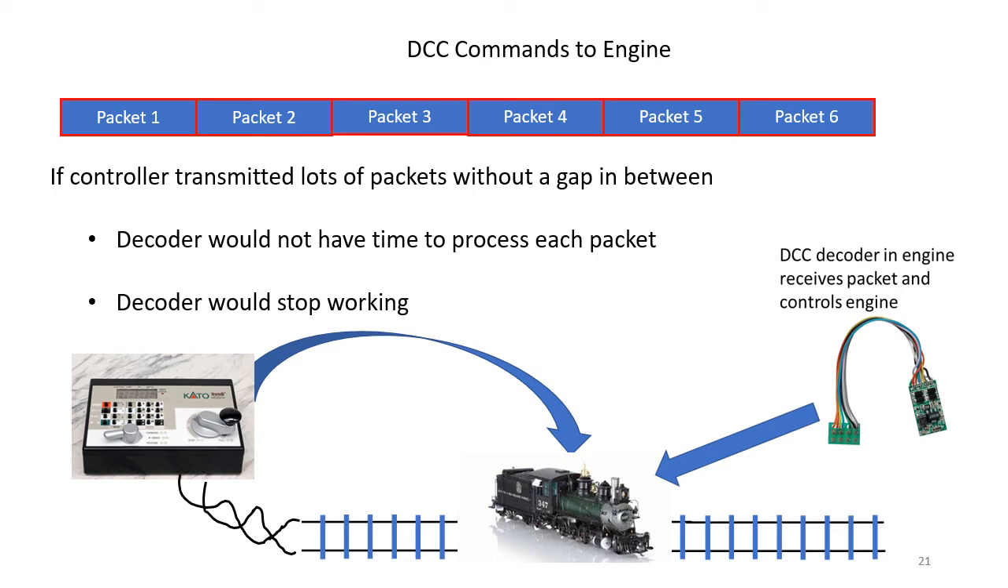Okay, some more parts now. Suppose we're transmitting 6 packets to this engine. If the controller transmitted lots of packets with no gap in between, immediately after packet 1 it transmitted packet 2. Immediately after packet 2, it transmitted packet 3, and so on. The decoder would not have time to process the information in packet 1 before it started receiving packet 2, and so on with packet 3 and packet 4. So there must be a gap, a time interval between packet 1 and packet 2, between packet 2 and packet 3, and so on, if the decoder is not to be overloaded with data and stop working.